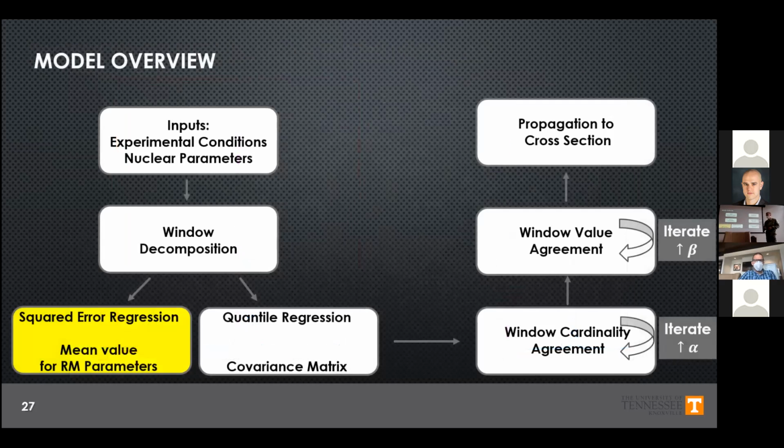Now that we've broken the problem up into these small windows that can actually be solved, how are we proposing to solve them? There's going to be two steps here. The first will be our squared error regression to get the mean value for the resonance parameters, as well as how many resonances are present. And then we'll perform quantile regression to get the uncertainties on those parameters.